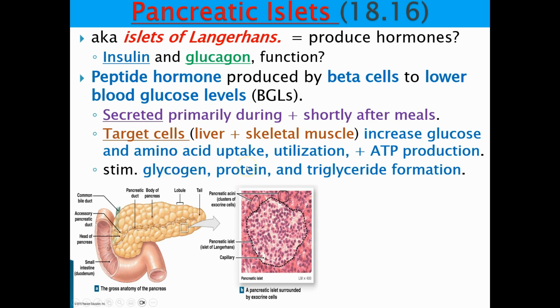Proteins are our long forms of amino acids. So we collect a bunch of amino acids to build proteins. We really don't store proteins. We build them to use them. And then triglycerides is the main form of fat that often gets stored in adipose.